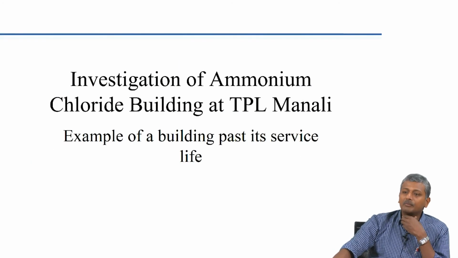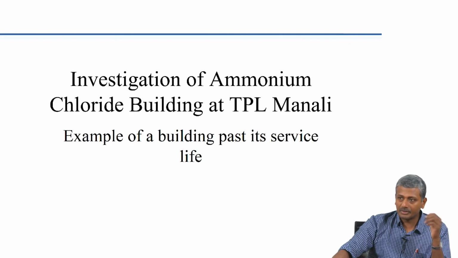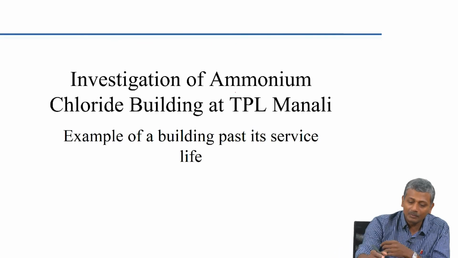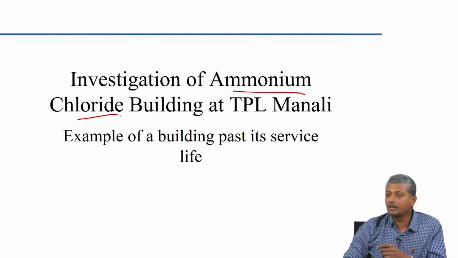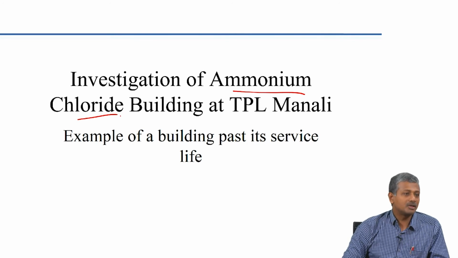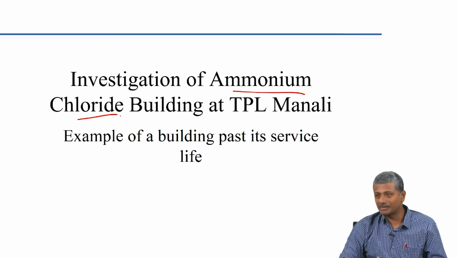There is another example of an ammonium chloride building at Tamil Nadu Petrochemicals Limited in Manali, which is north of Chennai. So this was an example of a building past its service life. This building was intended to handle ammonium chloride. You can hardly imagine something more corrosive than that. This building was built around 40 years ago at the time of inspection, which was 10 years ago. So right now it is 50 years.